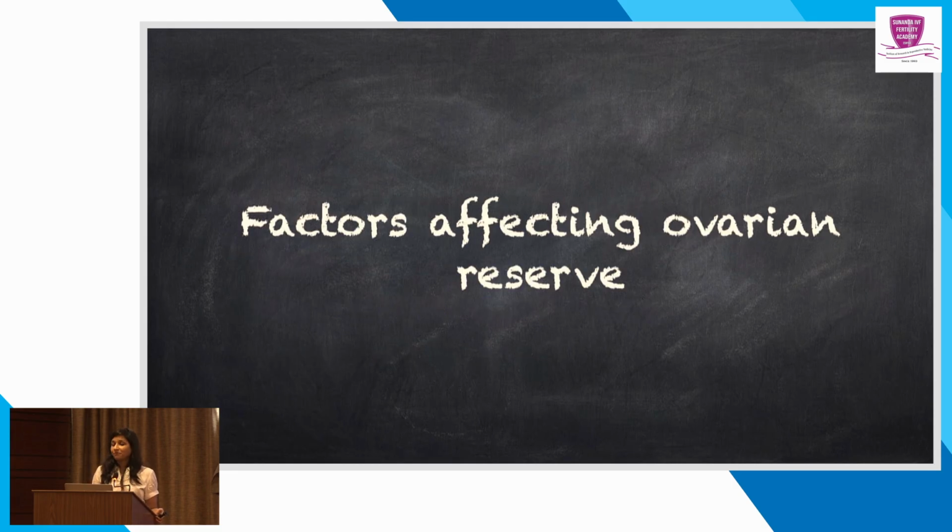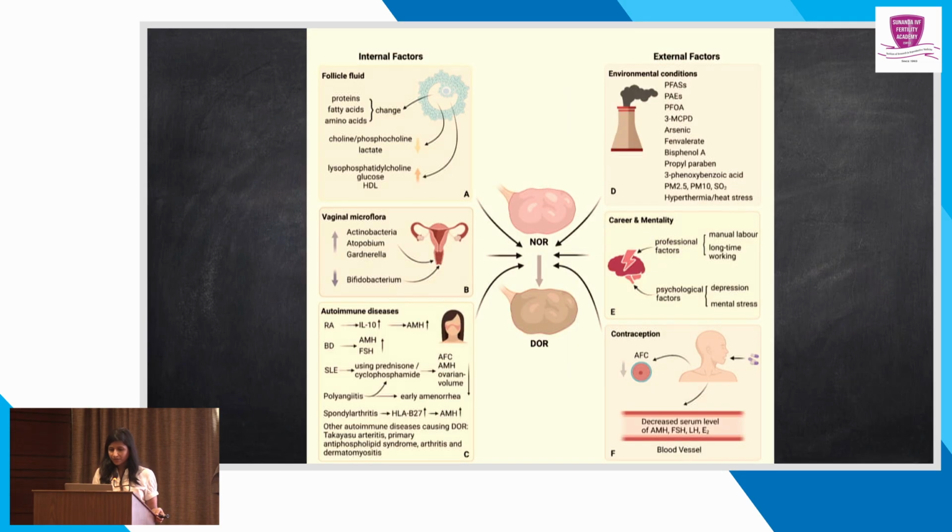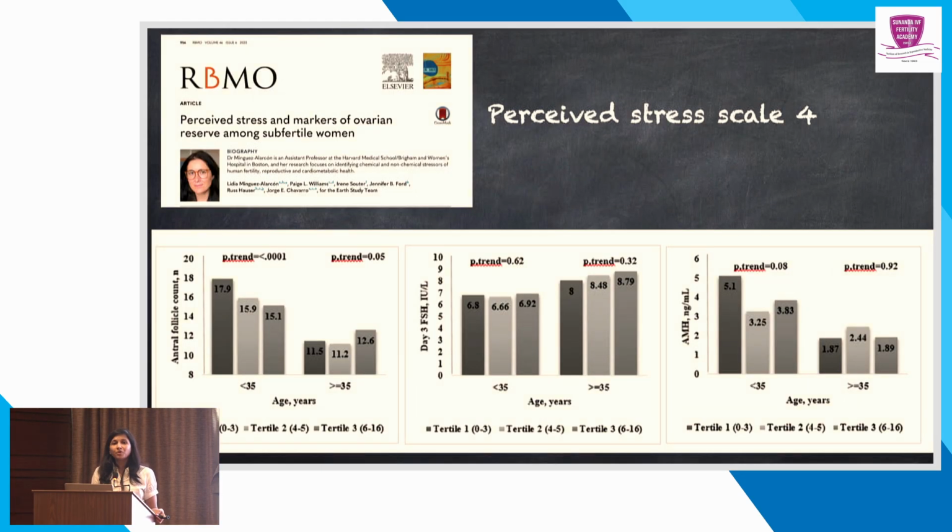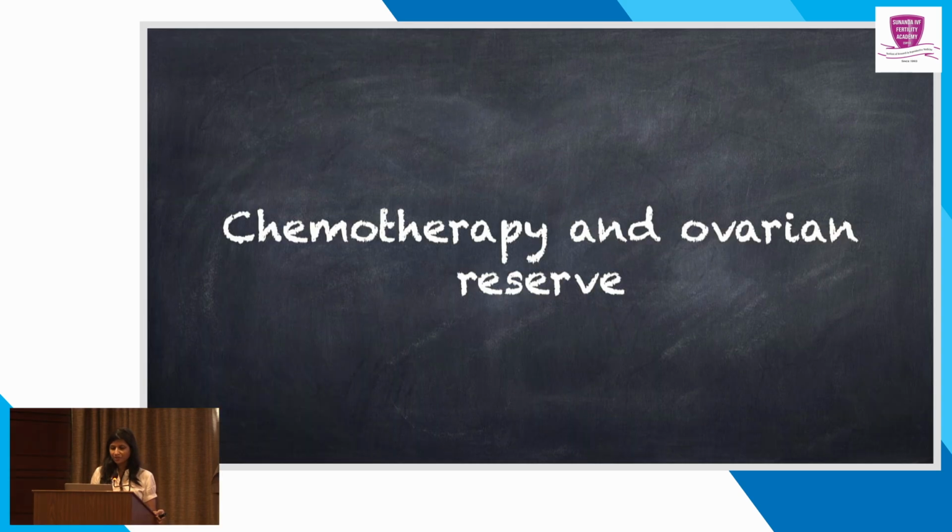What are the factors which affect the ovarian reserve? This we already discussed, these were the factors. And one of the important factors we take into consideration is stress. In this particular study that was published on perceived stress and markers of ovarian reserve among a fertile population, they saw that antral follicle count, day 3 FSH and AMH were affected: FSH drastically increased or AMH drastically fell when they had a perceived stress scale of 4, and when it went beyond that, they saw that this stress will definitely affect the AMH level.